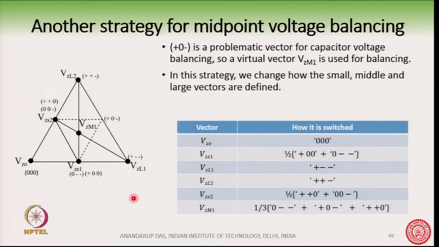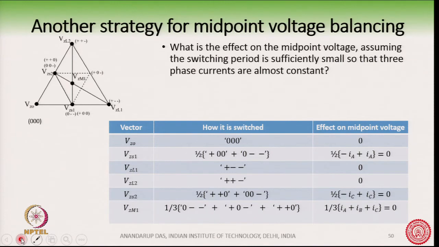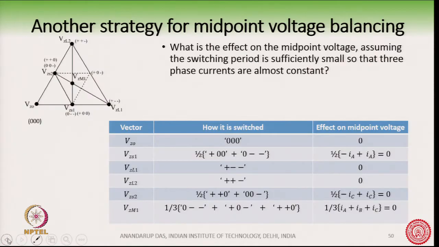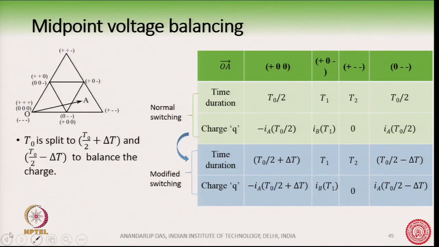Okay. So, this is the new definition. Once we define these new vectors, what will happen is we will have a new set of regions in this sector. Earlier we had a different set of regions. If you see the conventional space vector diagram, these were the regions, there were 4 triangular regions in this sector.